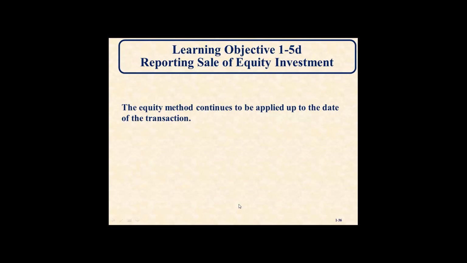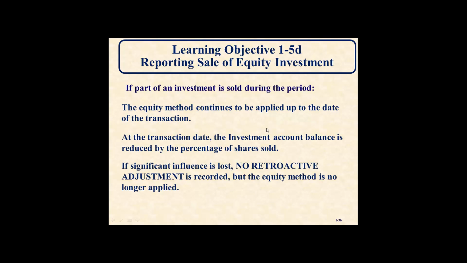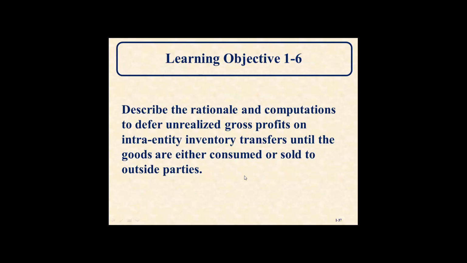If part of an investment is sold during the period, the equity method continues to be applied up to the date of the transaction. At the date of the transaction, the investment account balance is reduced by the percentage of shares sold. If significant influence is lost, no retroactive adjustment is recorded. So you retroactively adjust if you gain significant influence, but you don't if you lose it. But the equity method is no longer applied going forward.